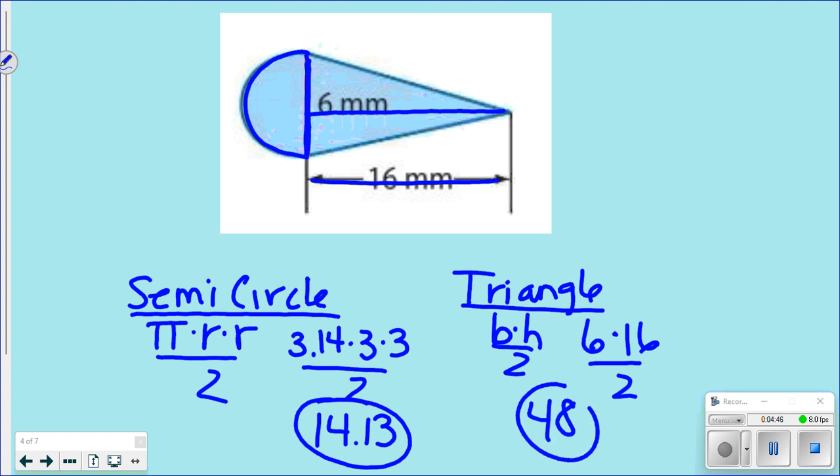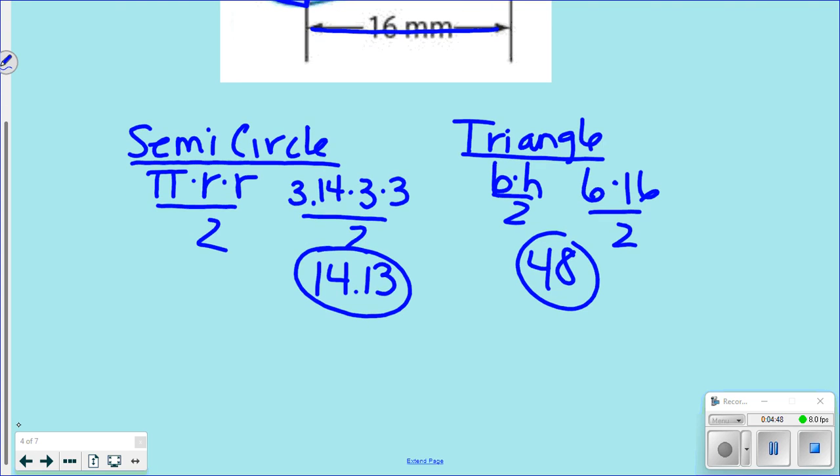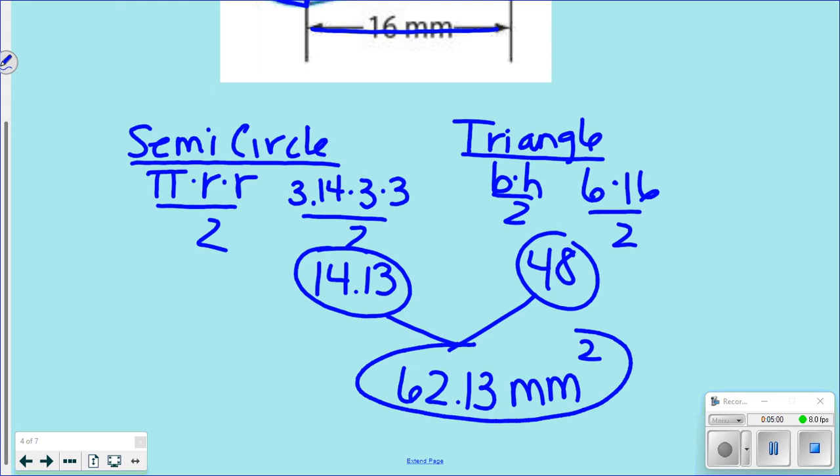No, I'm not done yet. The next thing I'm going to do is take these 2 things and add them together. And I get 62.13, and this would be millimeters, and area is always squared. We talked about that with circles.